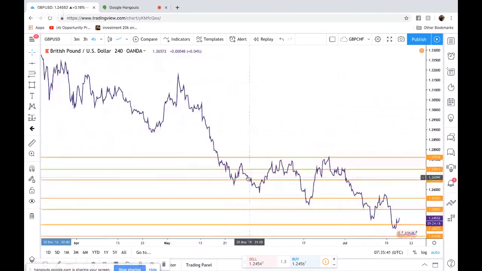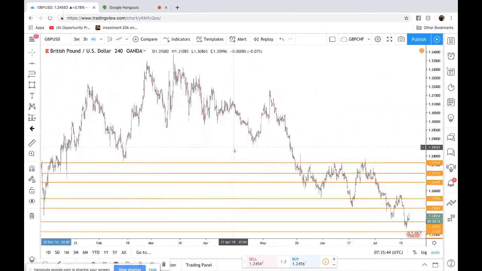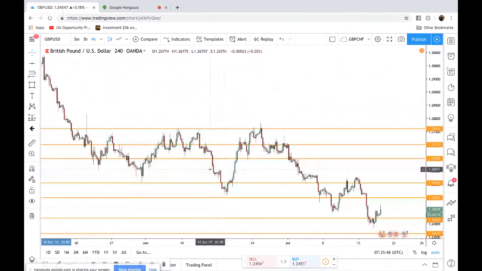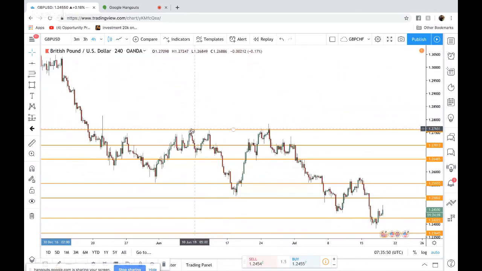Alright, perfect. You can see how some of these levels have been respected from what we identified, right? As resistances, maybe even as supports.